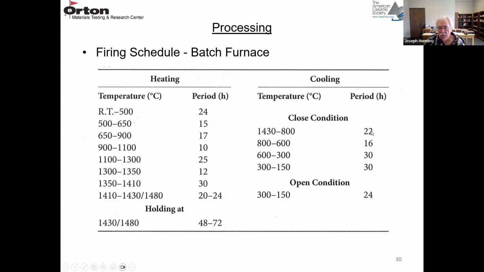Down to 800, it takes 22 hours. Down to 600, another 16 hours. And then when you're getting close to the displacive transformations, it's slowed down even more. 30 hours to 300 degrees, and then down to 150 is 30 hours, and below 150, 24 hours. Open means they're just opening the door to the furnace. It's a batch furnace operation. So very slow heating, long hold times, and slow cool down to make a silica refractory.